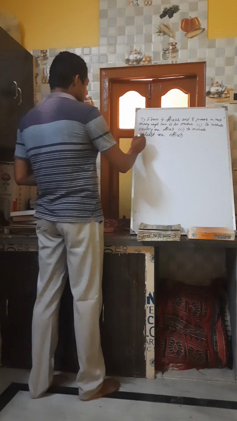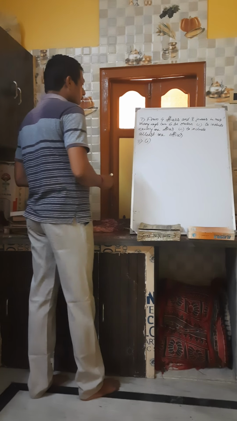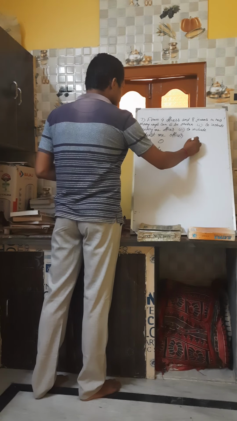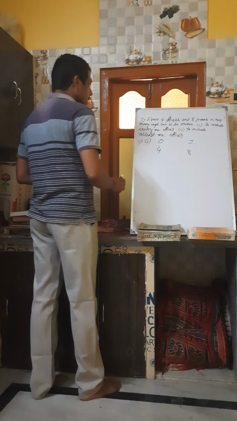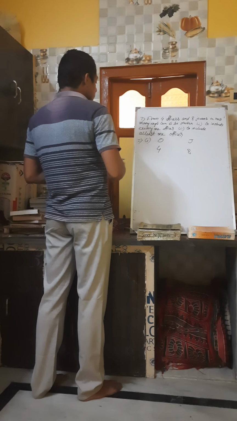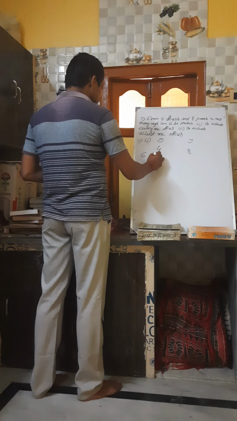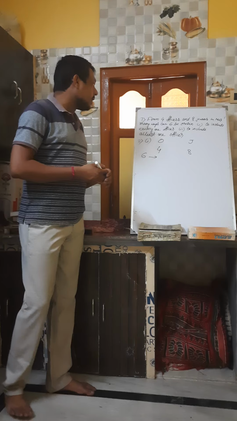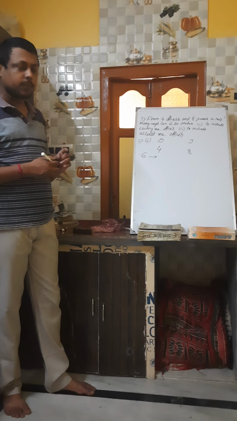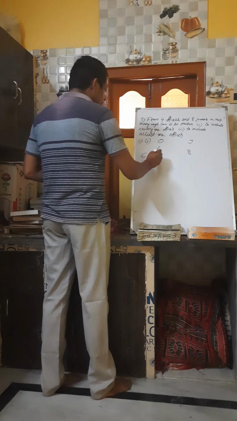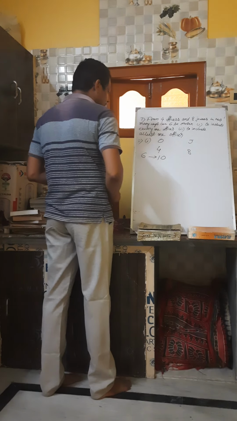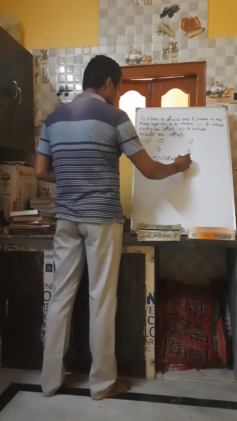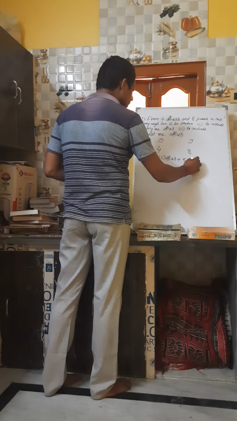On the first condition, or problem number 1, how many officers are there? 4. How many jawans are there? 8. And the committee consists of 6. Now when it is given that this committee must include exactly 1 officer, the formation of the committee must be like that: 1 officer along with 5 jawans.